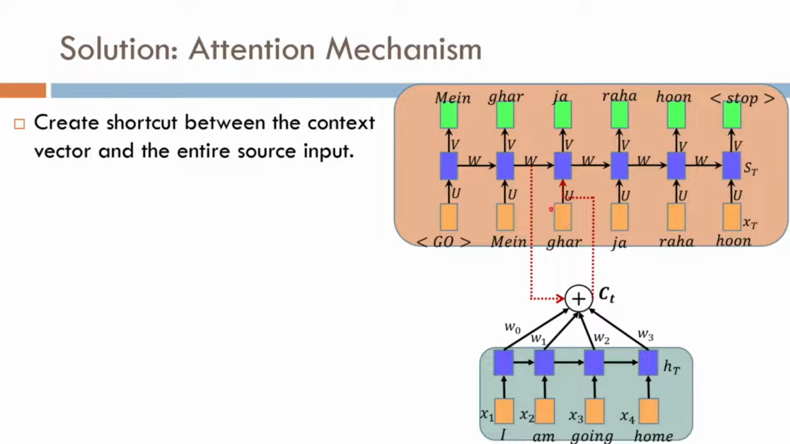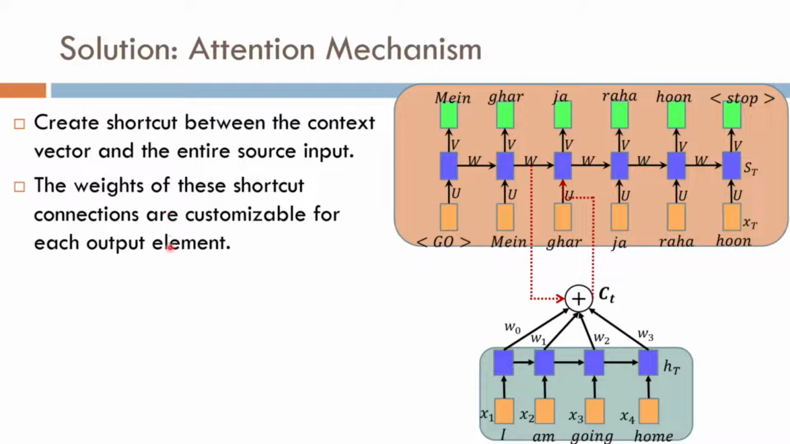When it's being fed to the current unit, it is being fed through a set of weights. There's a linear layer here. This linear layer can now decide, okay, if the current output being produced is ja, how much importance should I give to the individual input words. So the weights of these shortcut connections are customizable for each output element. So what do we mean by this? We have weights for these relative words, and we also have the previous hidden state from the decoder part, and these are customized for each output element by learning these parameters, which are the weights present here, appropriately.